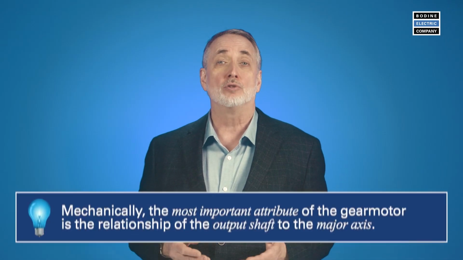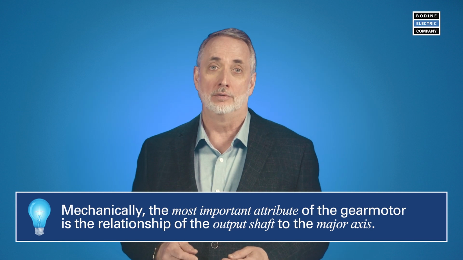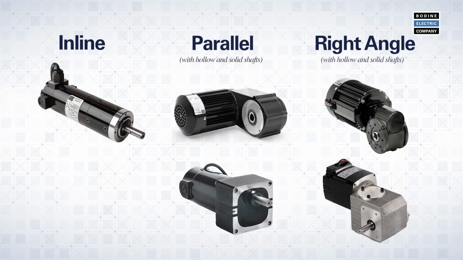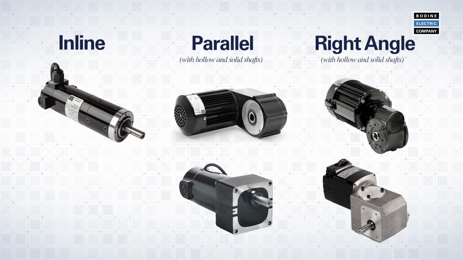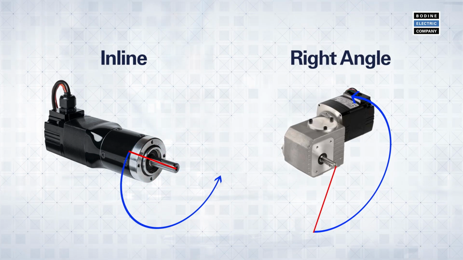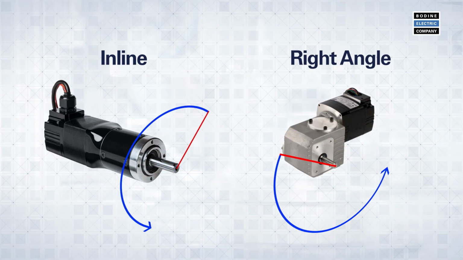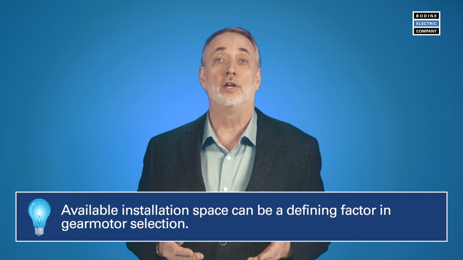Mechanically, the most important attribute of the gear motor is the relationship of the output shaft to the major axis of the unit. Output can be inline, parallel, or right angle, with parallel and right angle options including hollow shafts. Intuitively, power delivery in line with the motor axis would seem to be the best option, but there are plenty of good engineering reasons to go with a right angle drive. The primary one is the available space inside the machine for the gear motor. There may simply not be enough space for a parallel shaft orientation, and a right-angle gear motor is then the only option, or vice versa.